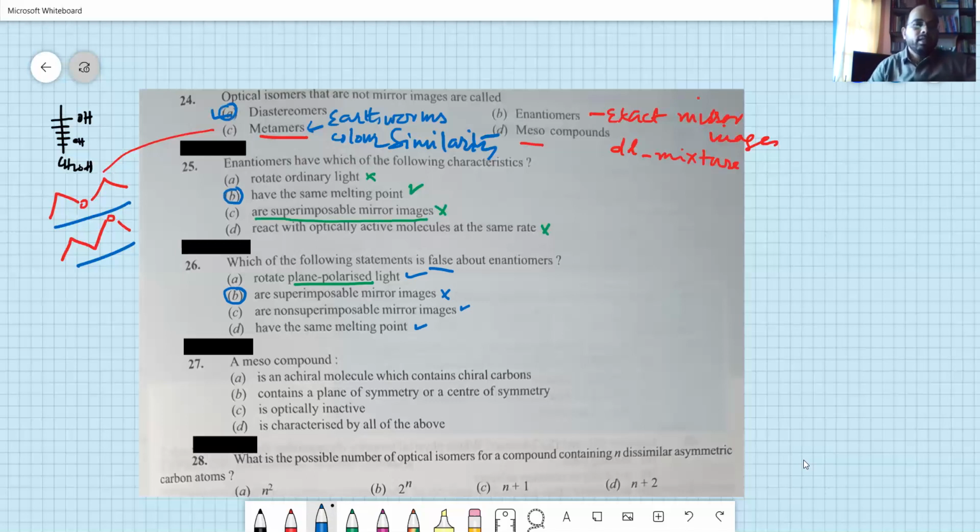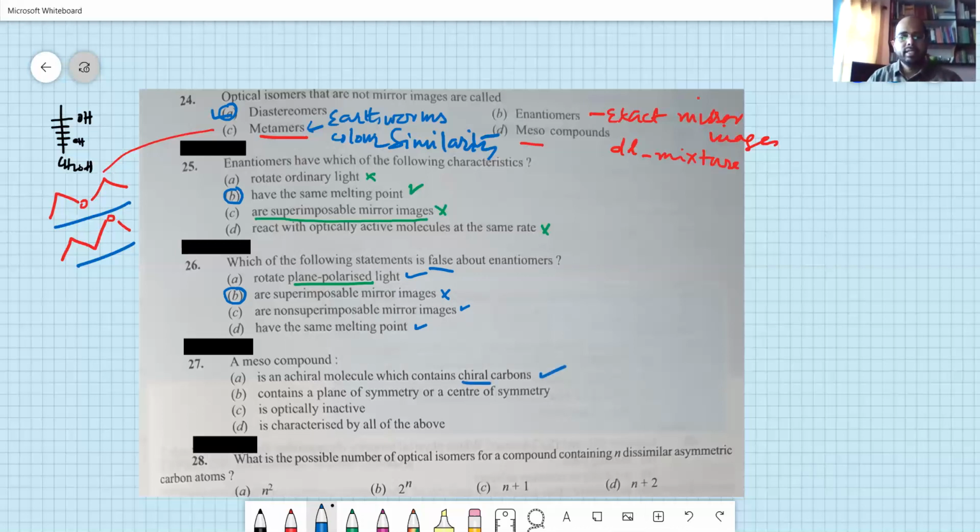And at the beginning, I told you what a meso compound is. For a meso compound, the four options given are: A, an achiral molecule which contains chiral carbons. B, contains a plane of symmetry or a center of symmetry. C, optically inactive. D, characterized by all of the above. So you can see a meso compound definitely will be having chiral carbons.